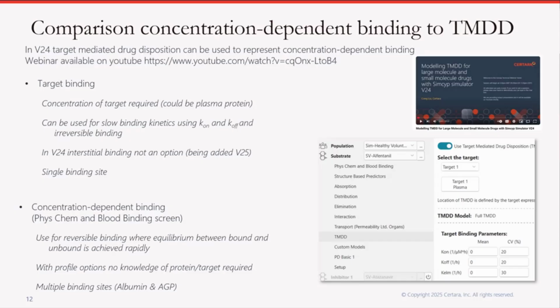So in V24, the interstitial binding, you can't do that. You can just look at the binding in the plasma. But interstitial binding is being added as an option in V25. And there's only a single binding site. So in terms of concentration dependent binding that we've been talking about today, that's just for reversible binding, and the assumption is that you're rapidly reaching an equilibrium between the bound and unbound. One advantage is you don't need any knowledge of the protein that's binding to if you have a profile, and you can also do multiple binding sites.